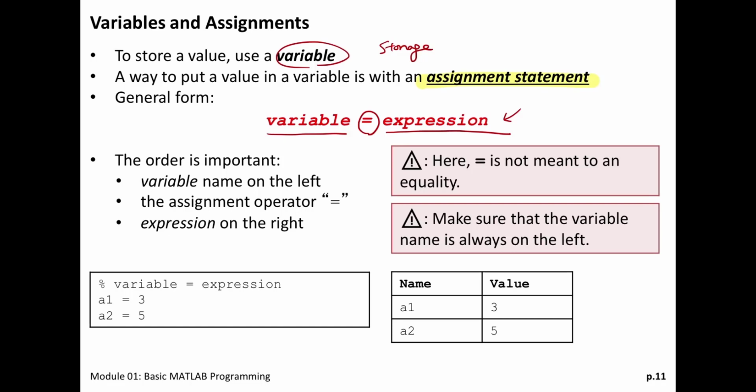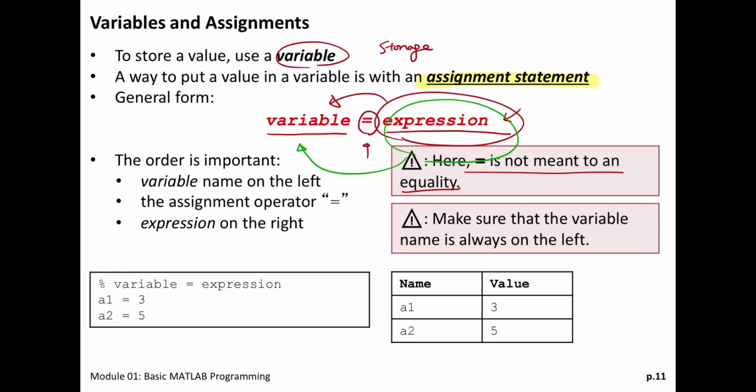Here, the equal sign never means equality. This is not checking the equality. This is just to assign the value from the expression to the variable. Okay, not meant to be equality. You can consider this assignment as moving the value on the right hand side to the variable on the left hand side.